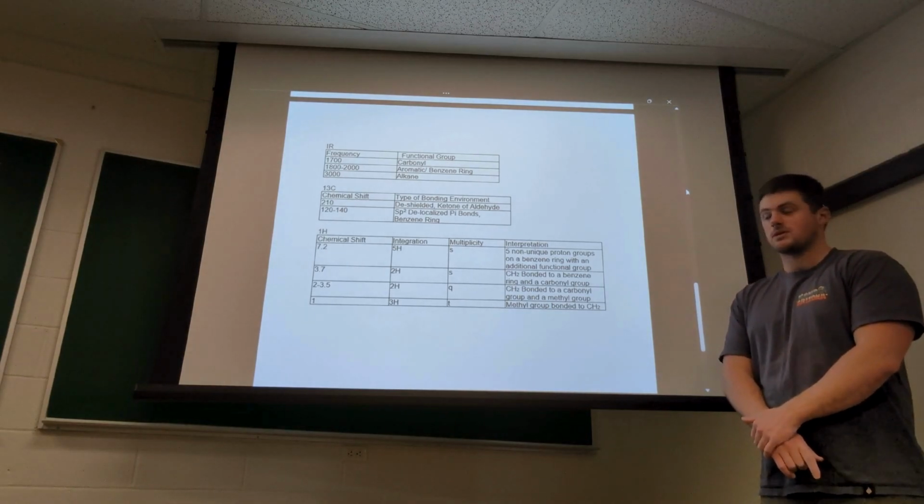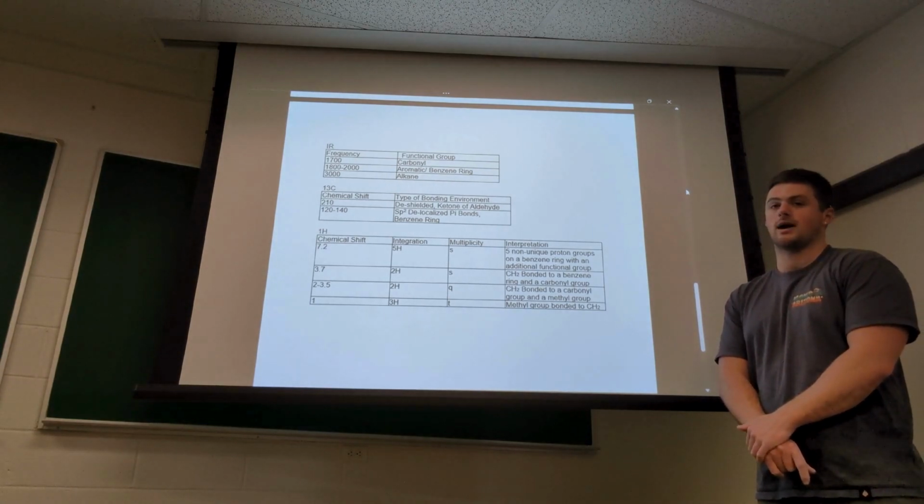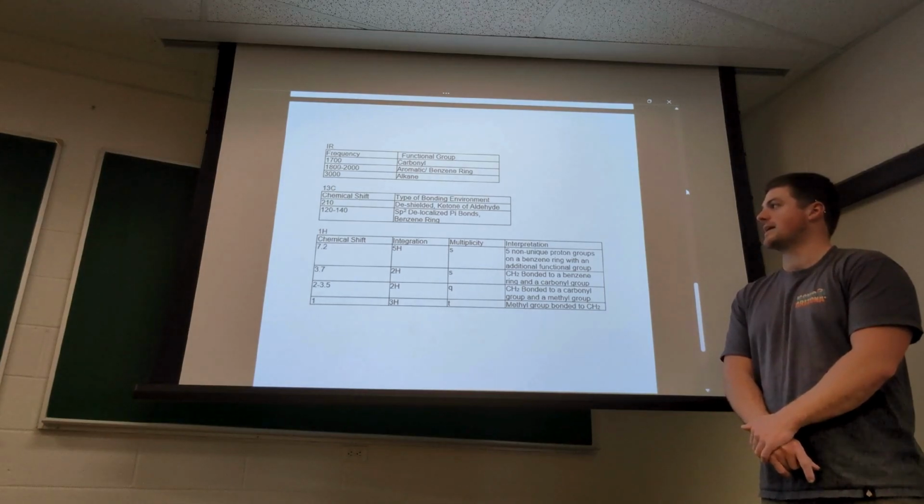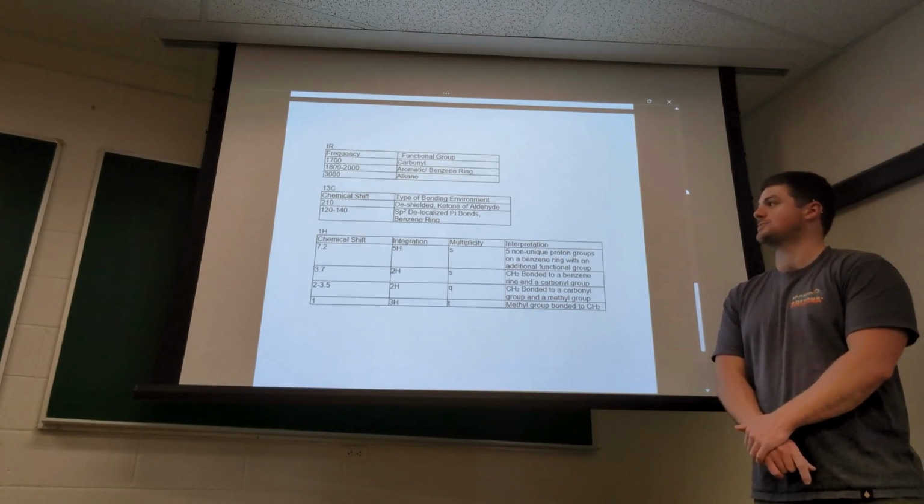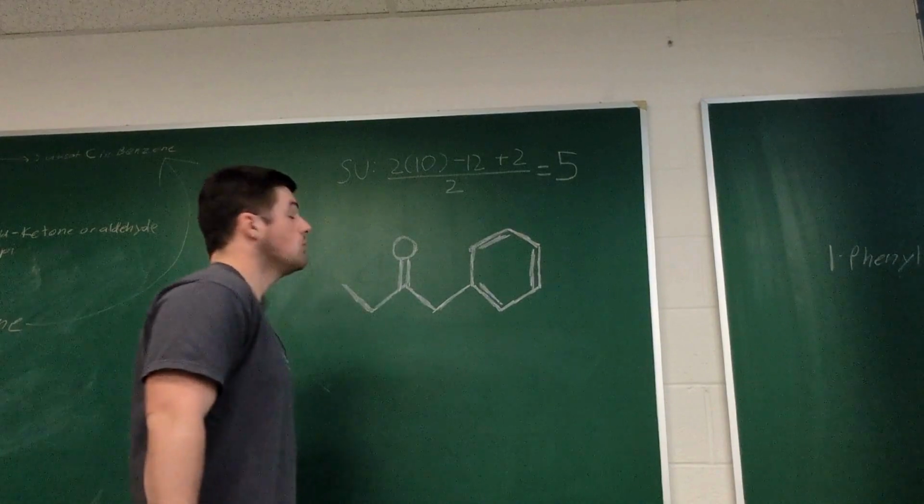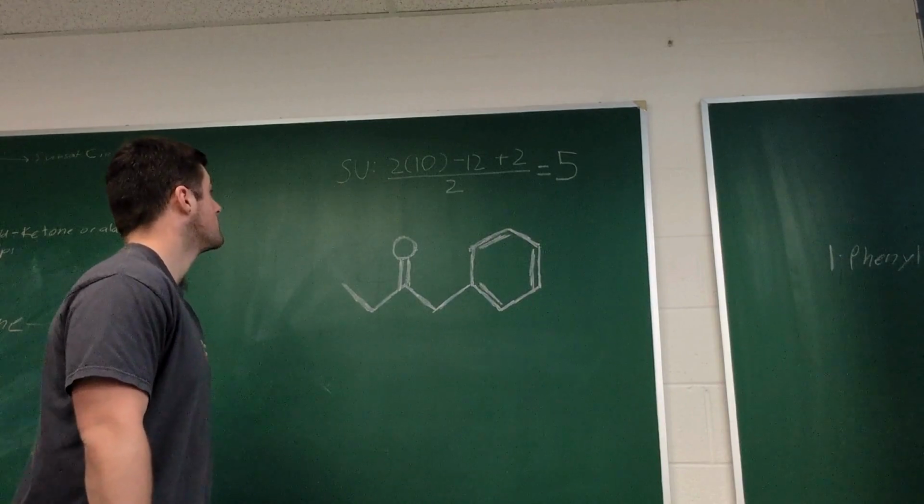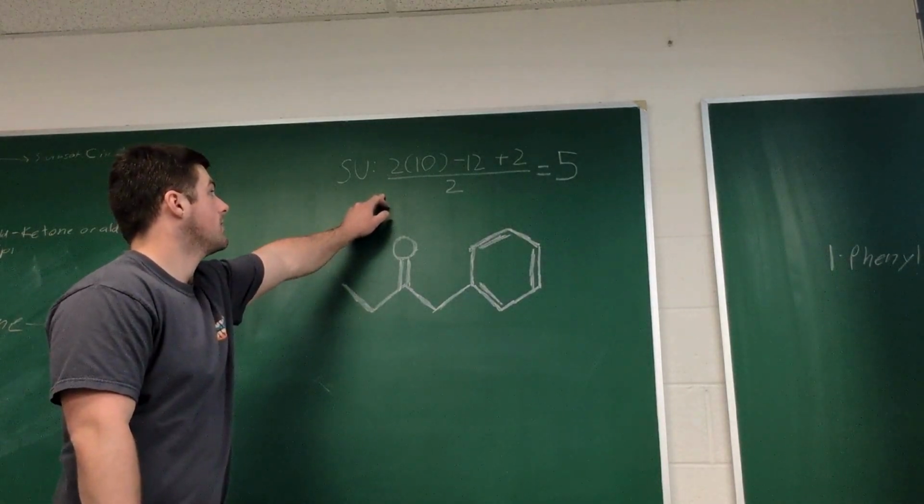Notably, what we don't see in the proton NMR is any evidence of an aldehyde hydrogen, which means that our carbonyl group has to be a ketone and not an aldehyde. With all this information in mind, we can start piecing together our final molecule. We can start with the degree of unsaturation calculation.